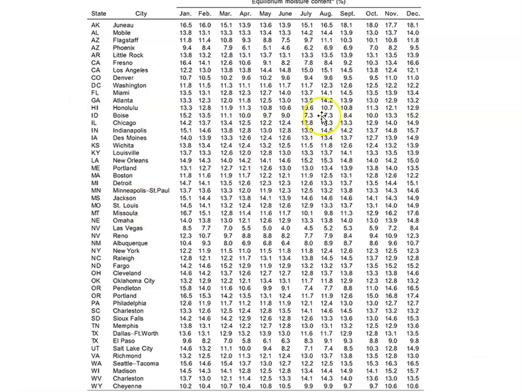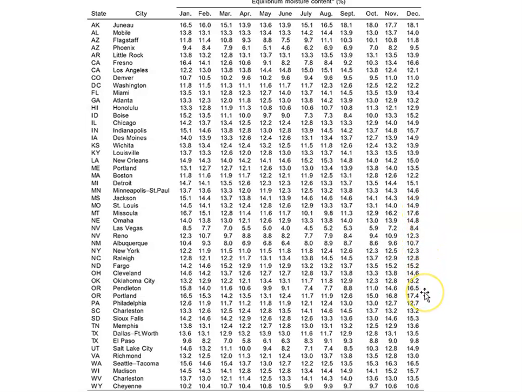All right, and here is the equilibrium moisture content in different parts of the country. So this is just kind of interesting. If we quickly go down, I think it is Juneau, Alaska, that has one of the greatest numbers here at 18%. Just skim down here quickly.